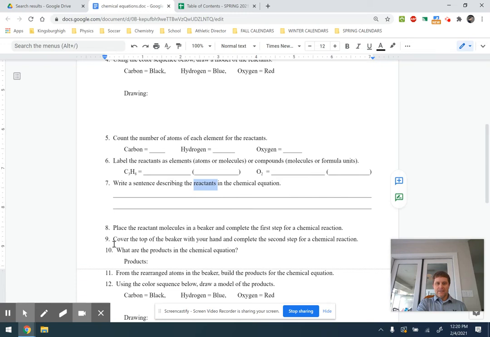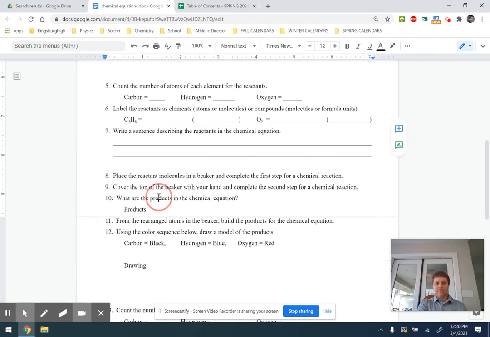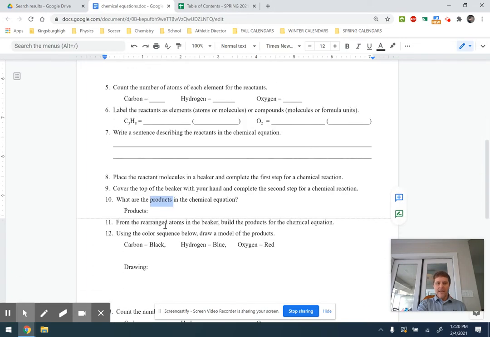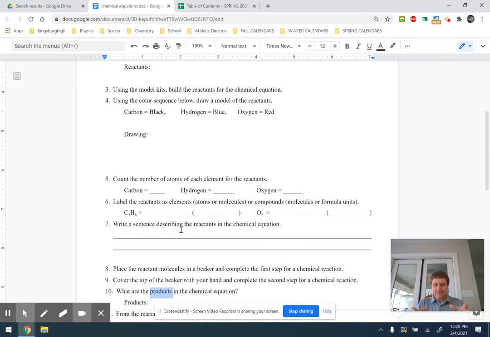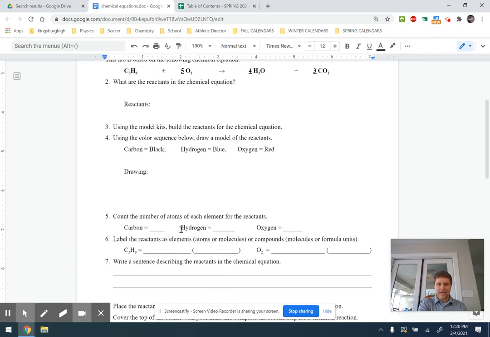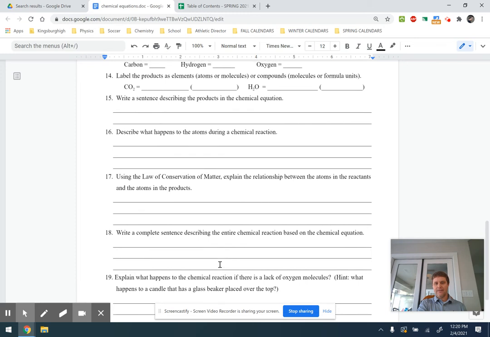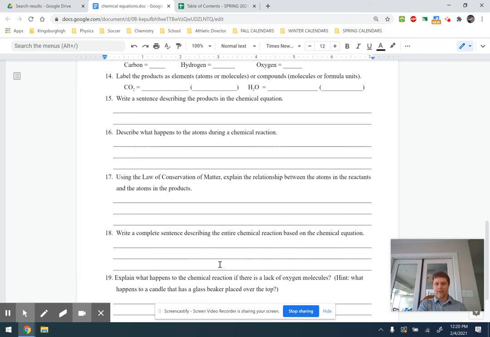Then when we get to step number 10, now we're going to be dealing with the products. So you're going to list out the products, which is 4 H2O and 3 CO2s. And then you're going to make a drawing of them, which means you're going to have to take those atoms that you have in your lid, only those atoms, and put them back together, the same exact atoms, but we're putting them together to make the products. And then you're going to answer some questions on the back side that's primarily about the products.